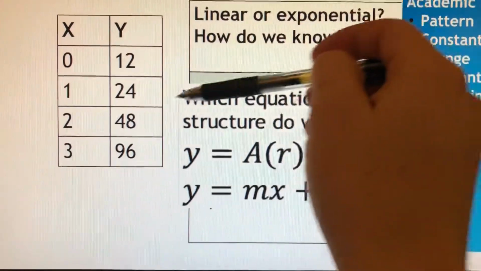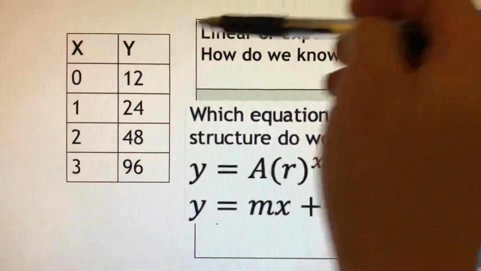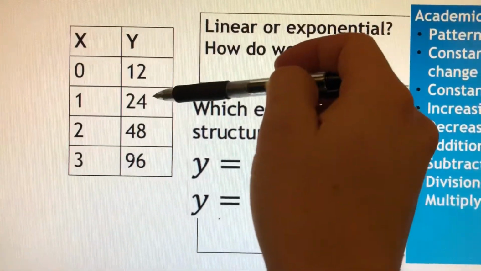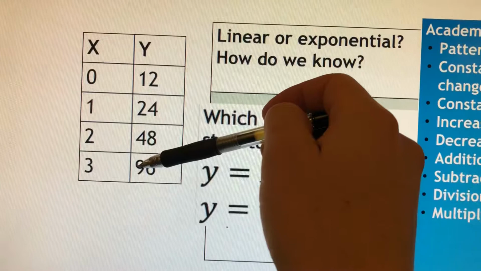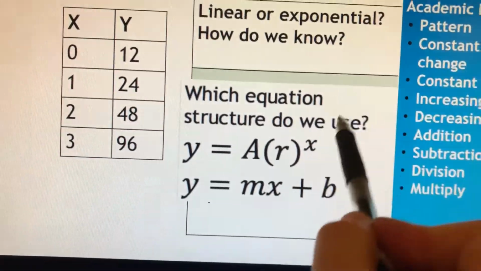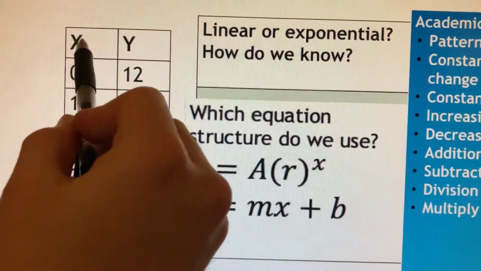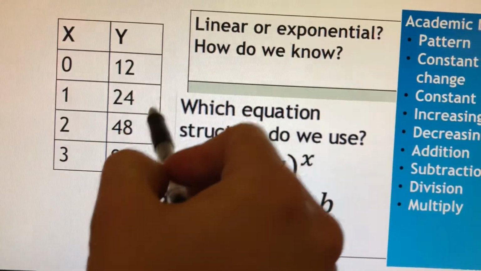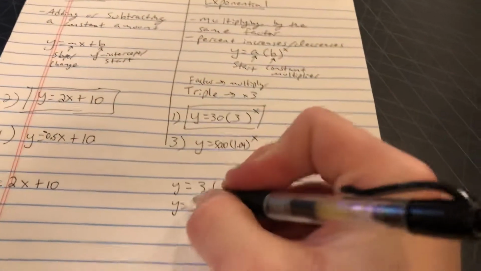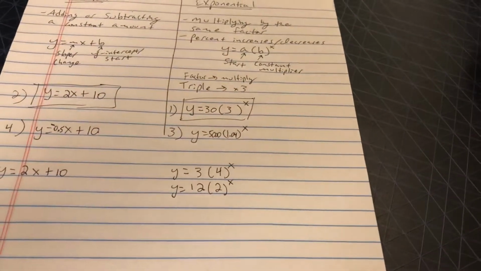So we're not adding the same number every single time. It does look like we're doubling it. 12 times 2 is 24, times 2 is 48, times 2 is 96. So if we're multiplying, it's exponential, and we need this type of equation. You get the starting value where x is 0. So we're starting at 12, times 2, times 2, times 2. We're starting at 12 times 2 to the x.